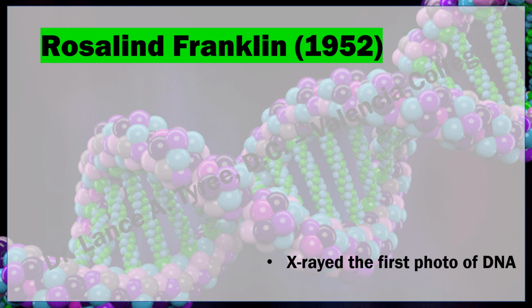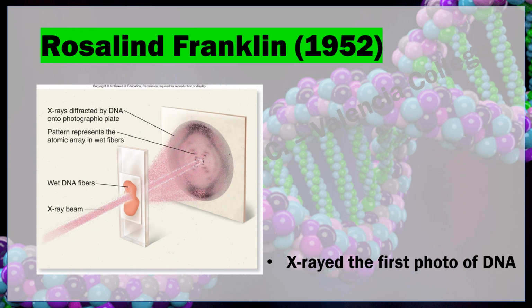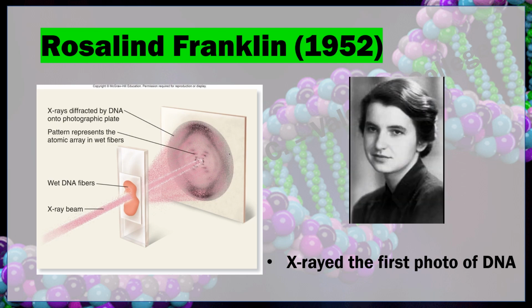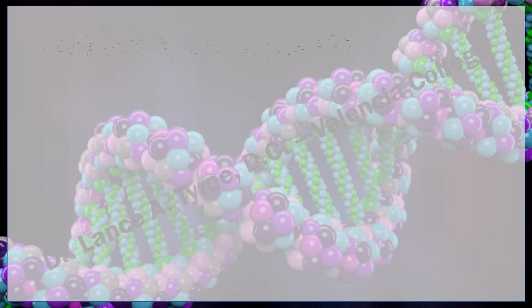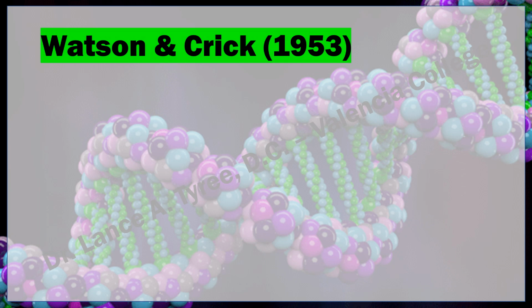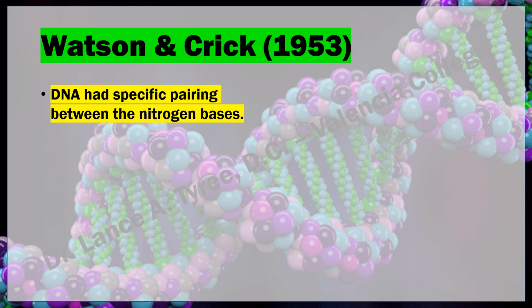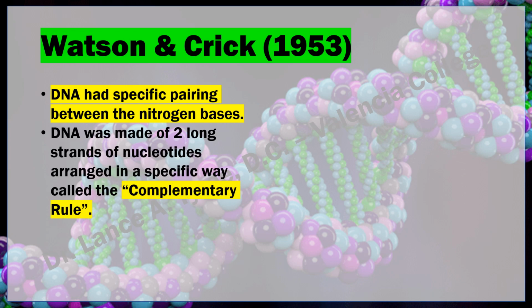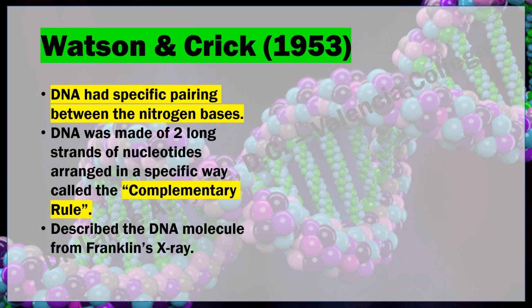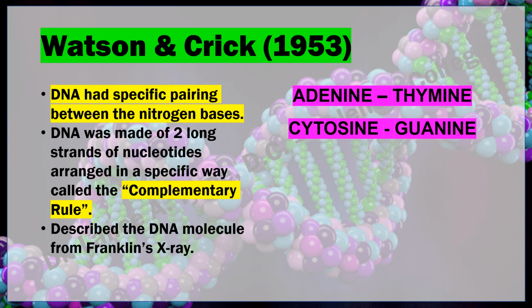Then along came Rosalind Franklin, okay, and she actually x-rayed the first photo of DNA with different techniques. She was important for that first photo, and then along came Watson and Crick. Okay, they said that DNA had specific pairing between nitrogen bases. DNA was made of two long strands of nucleotides arranged in a specific way called the complementary rule. And the DNA that they described was the molecule from Franklin's X-ray. They said adenine was paired with thymine and cytosine was paired with guanine.